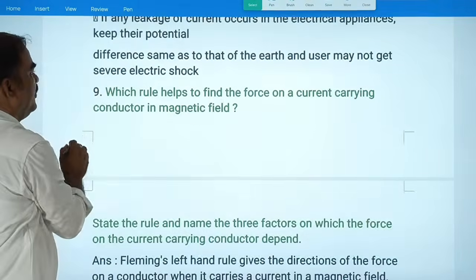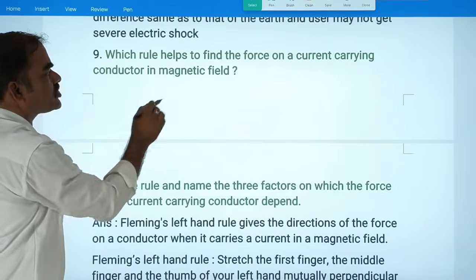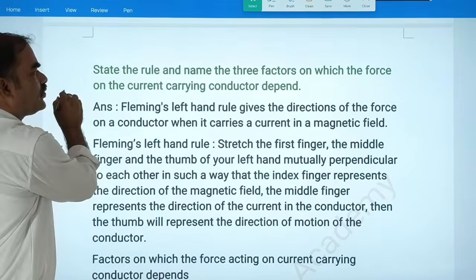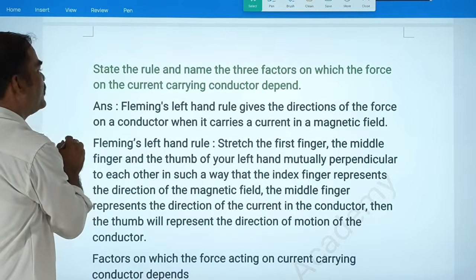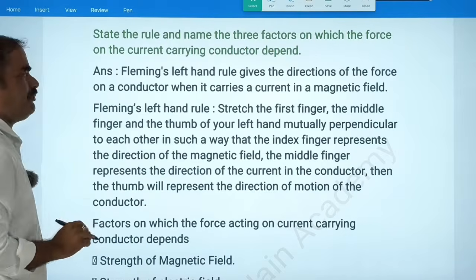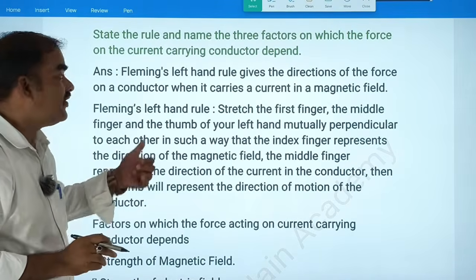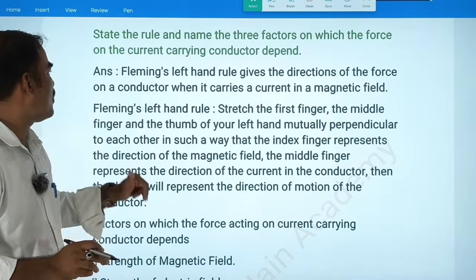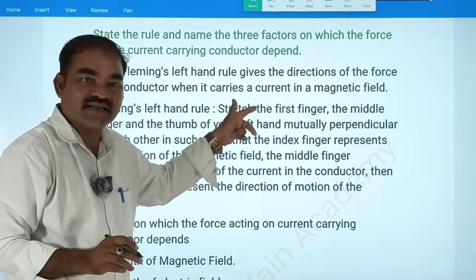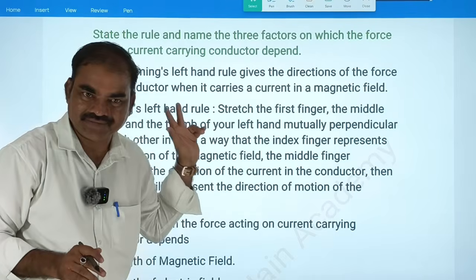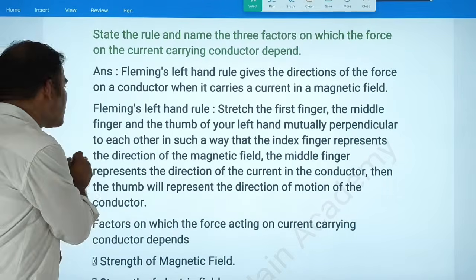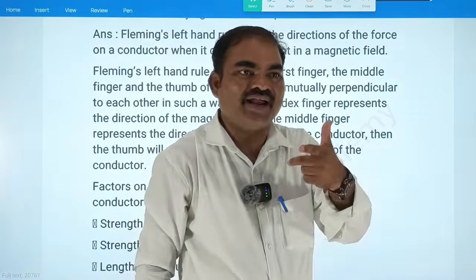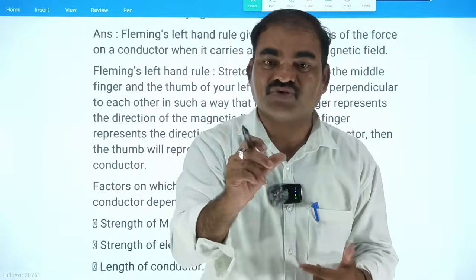Next question. Which rule helps to find the force on a current carrying conductor in a magnetic field? State the rule and three factors on which the force on the current carrying conductor depends. So the first answer is Fleming's left hand rule, which gives the direction of the force on a conductor when it carries a current in a magnetic field. Okay, this is one. And next, what does Fleming's left hand rule tell us? This is useful.